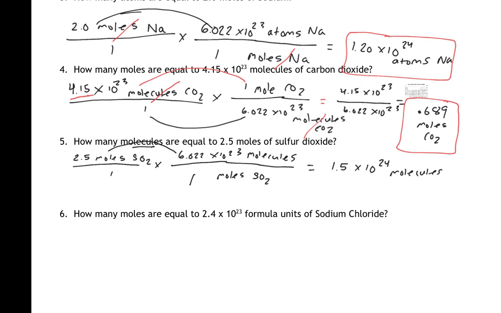Now notice Avogadro's number is to the 23rd power. We're here to the 24th power. So we're way bigger than a mole. And we started with 2.5 moles. So this number makes sense to us.